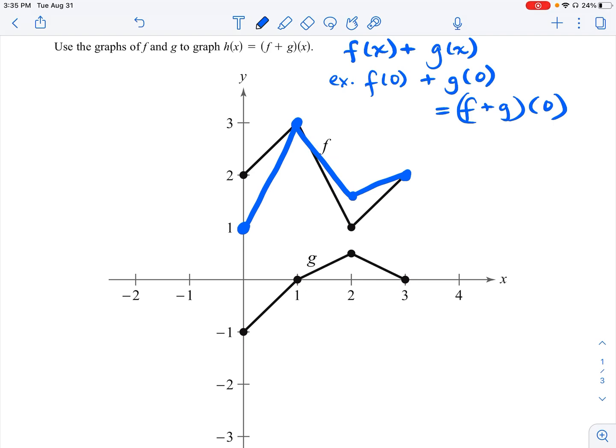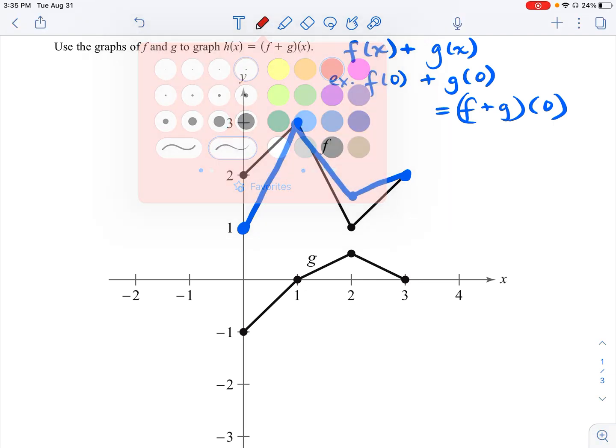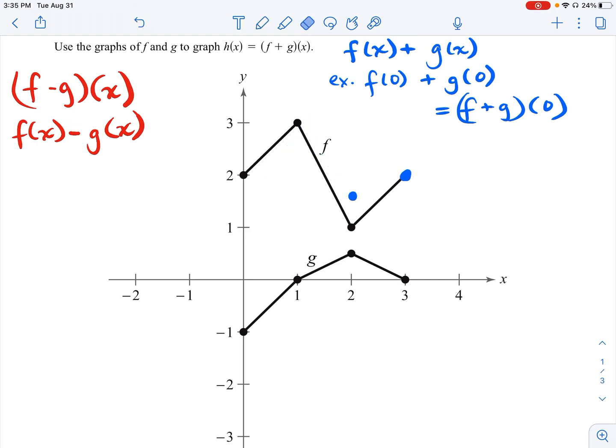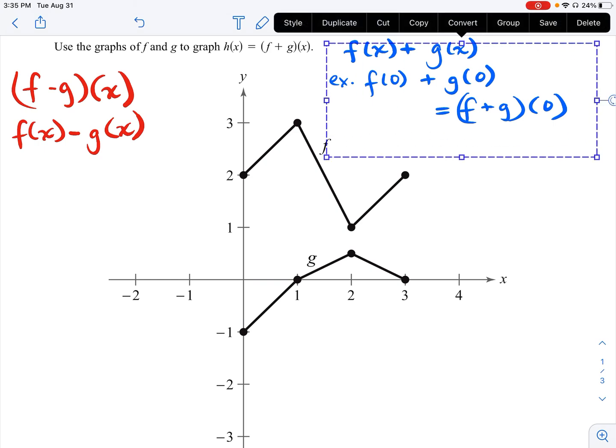All right. Let's try now doing f minus g of x. And again, what this means is f of x minus g of x. So we're just going to do the same process, but this time we're going to be subtracting our outputs. So hopefully it's not too much for me to scrap this on here. So I'm just going to erase these so I have kind of a blank canvas to work from. Let's get this out of the way.